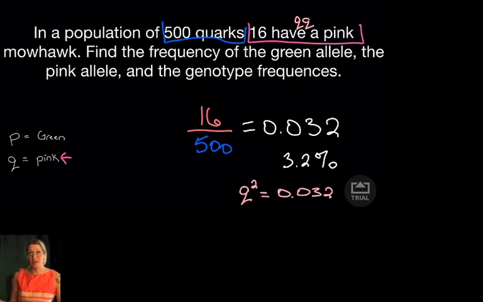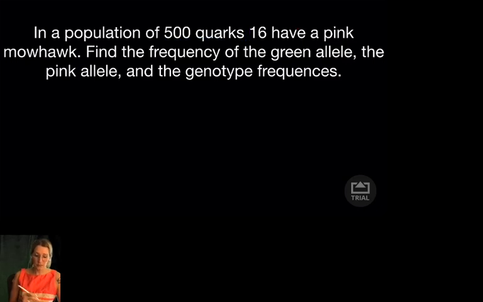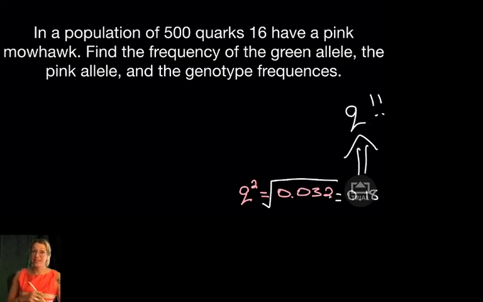Well, that's nice, but we also need the P if we want to figure out genotype frequencies. And the problem also asked us, what is the frequency of the green allele? What is the frequency of the pink allele? How do we do that? Simple math. We take our Q squared, square root that sucker, and that gives us Q.